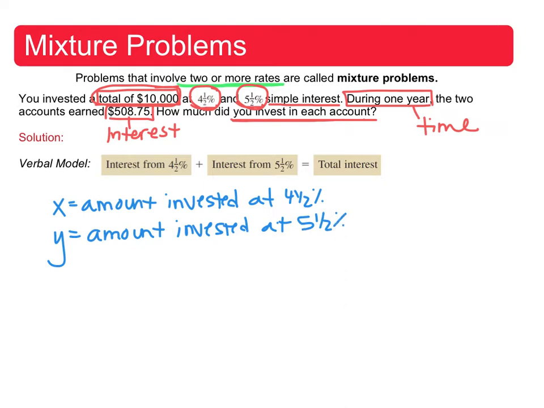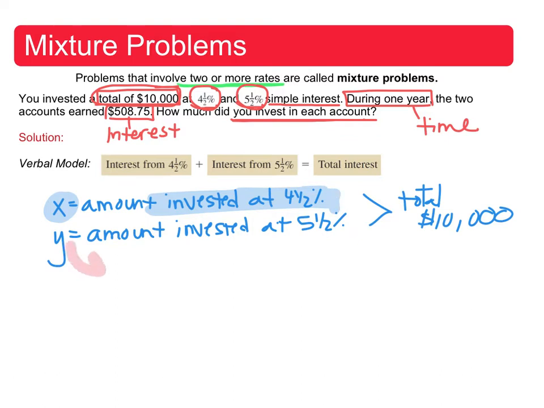Okay. Well, we know the total between the 2 is $10,000. We just don't know where that 10,000 gets split. So what we can do is say the amount invested at 4.5% is X. So let's keep our X, and then let's try and write Y in terms of X.